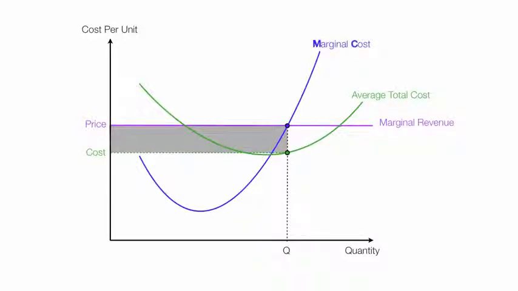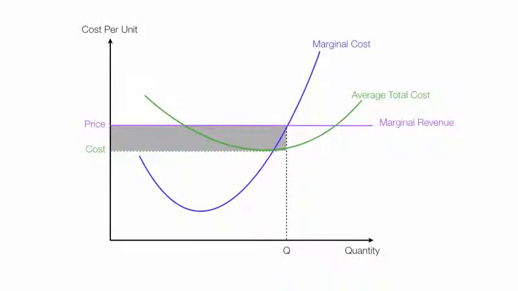So it turns out profit is maximized where marginal cost is equal to marginal revenue. Profit is maximized. This is a very important concept. Marginal cost equals marginal revenue. Profits are maximized at this point. I'll draw everything back in.